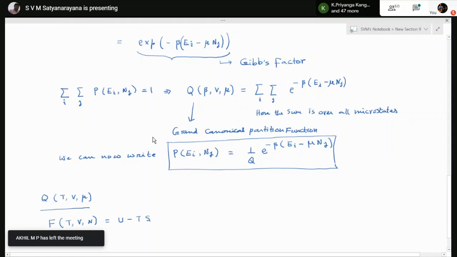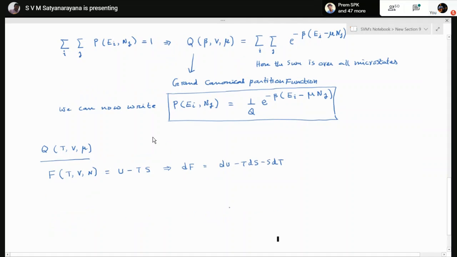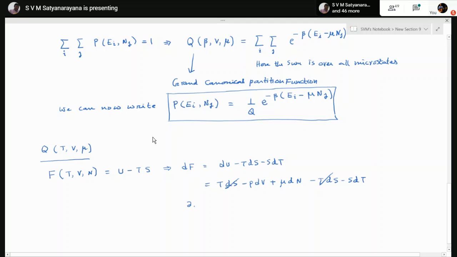Now I want a potential which depends on T and mu. Remember that this implies your dF can be written as dU minus TdS minus SdT, which is equal to TdS minus PdV plus mu dN minus TdS minus SdT. This we have seen earlier, but I am trying to show you that when you differentiate this with respect to N, you will get the chemical potential.